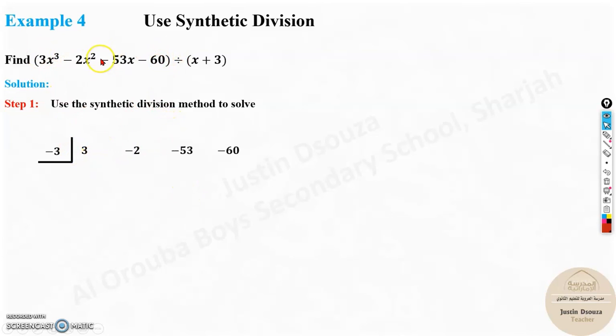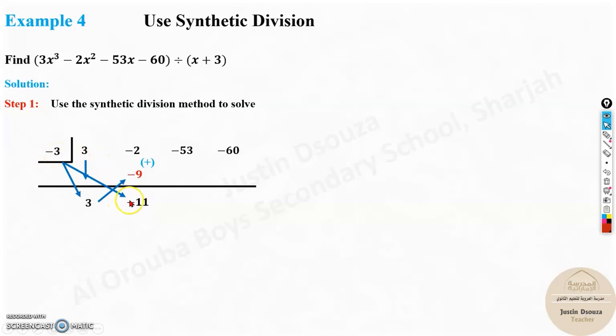Write them: 3, minus 2, minus 53, minus 60. Now, first things first, bring this down over here and then multiply it with negative 3. It will be negative 9. So you'll get the answer negative 9. Now add them up and you will have minus 11.